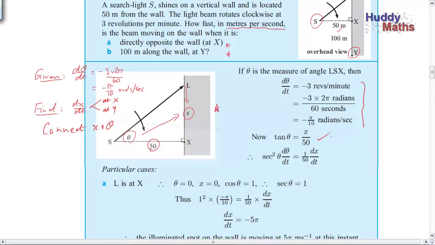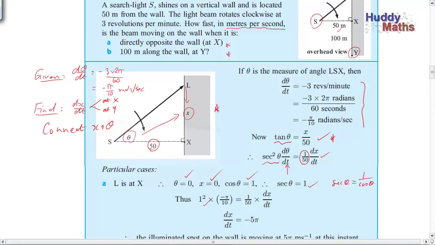So here then we've got our relationship. What's the next step? Get the derivative, so that's sec squared, and just remember theta is varying with time, d theta by dt, and then the derivative of x over 50, or 1/50th x, is the constant, 1/50 times dx by dt. And now we've got to look at the particular cases. If L is at x, what do we know? Well, theta is 0, x is 0, and the cos of 0 is 1, and the sec therefore is 1. Remember sec theta is 1 on cos theta.